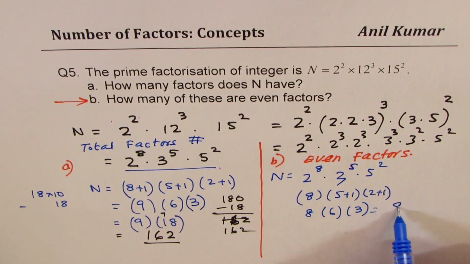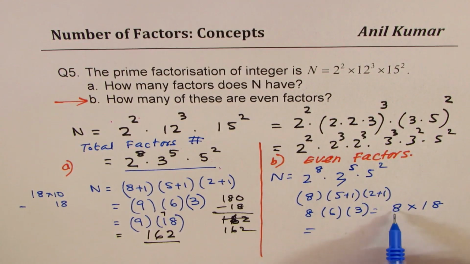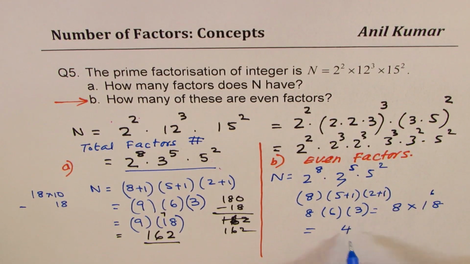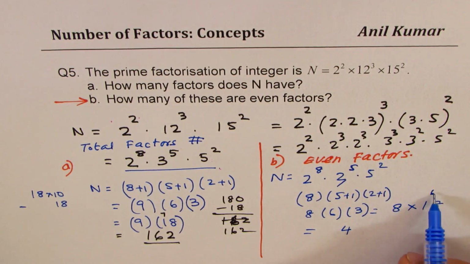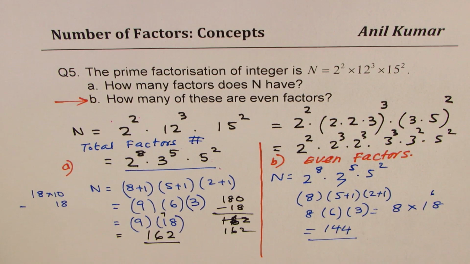So we get 8 times 18. So let's multiply. 8 times 8 is 64. So we get 6 and 4. 8 times 1 is 8 plus 6, 144. Do you get it? So that is how we can get the number of even factors. Remember, even factors really mean that you have to include 2.